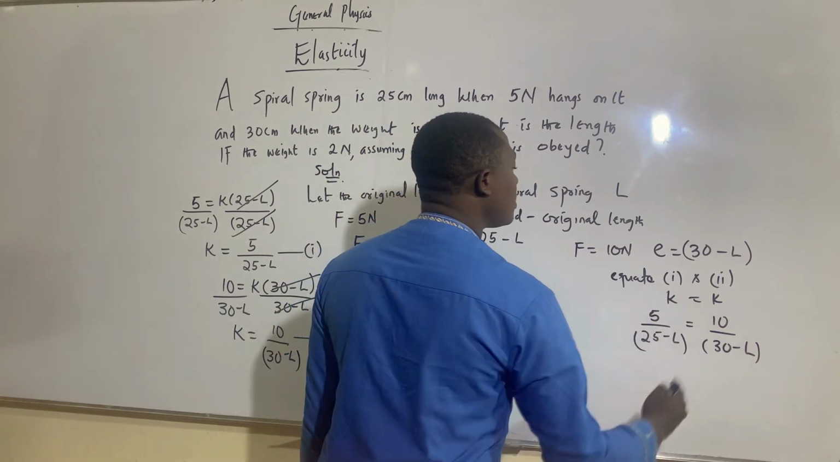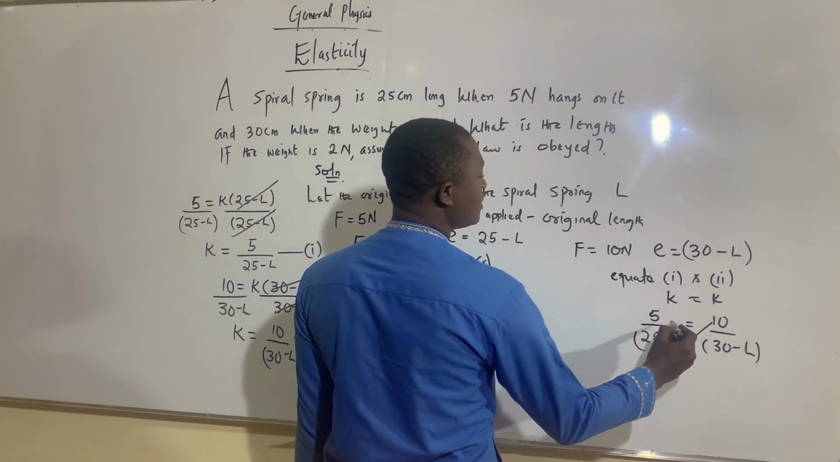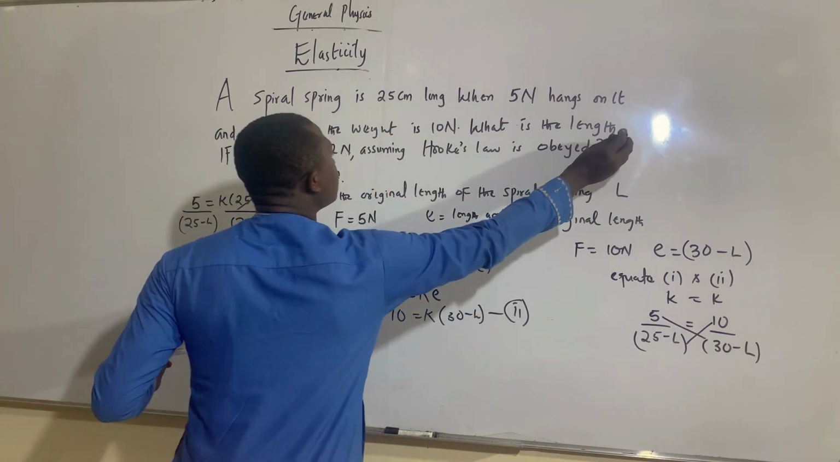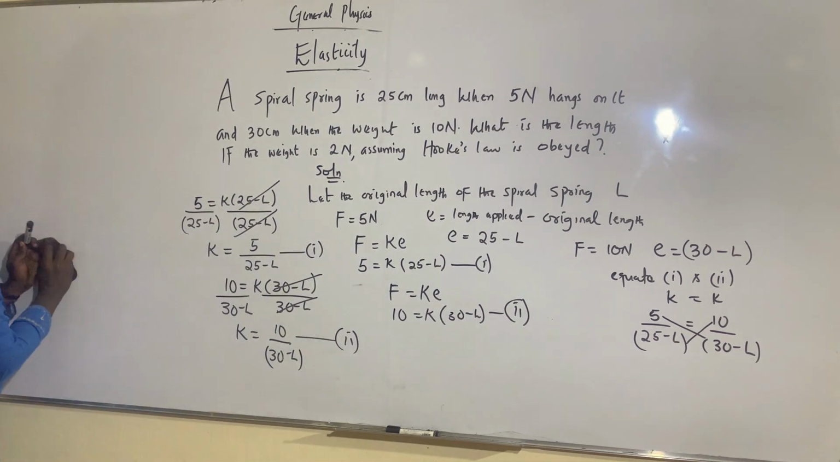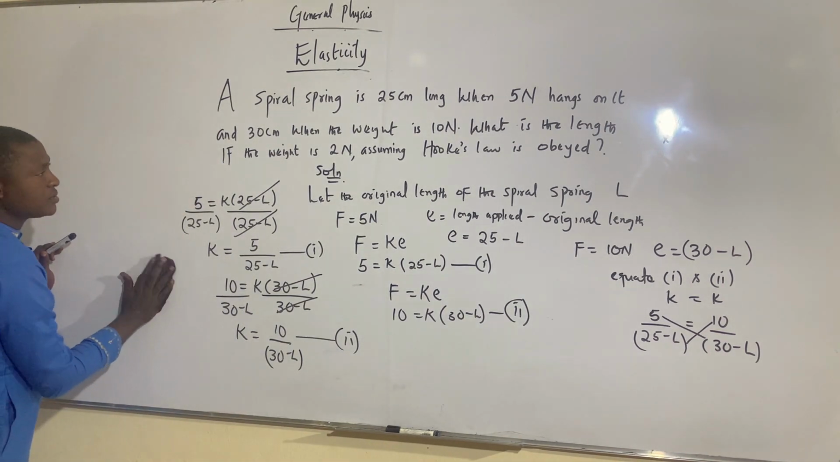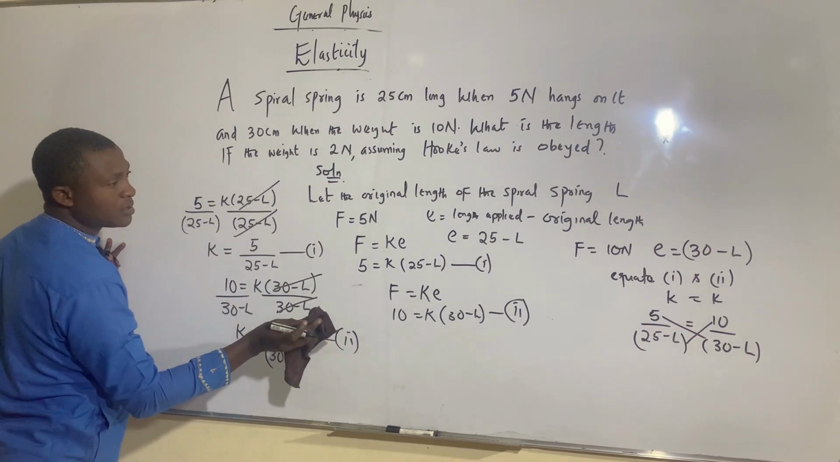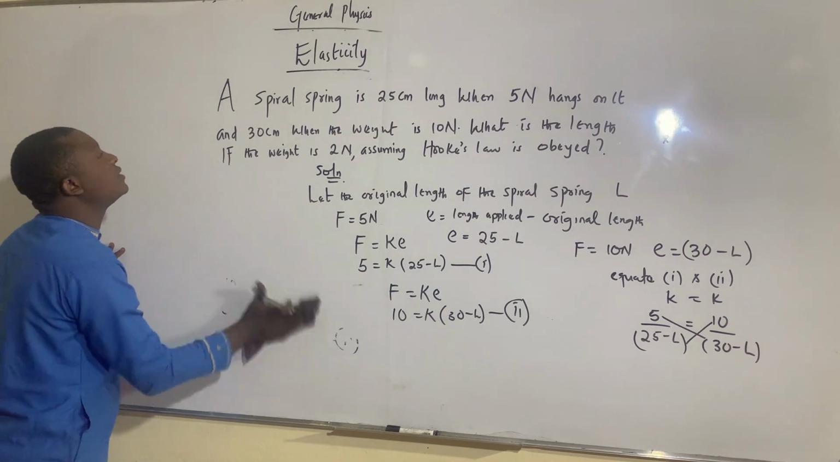So from here, I can cross multiply. If I cross multiply, this multiplies this, and at the same time, this also multiplies this. So let me just clean this side. So if I do that, okay, don't worry. If I do that from the first one, just take this side.